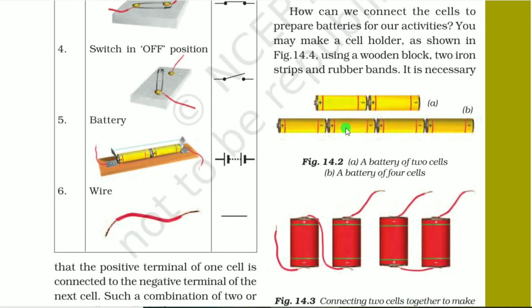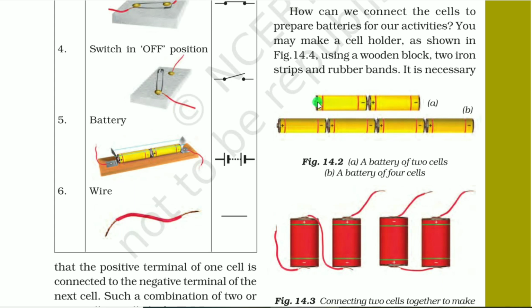So now you have to connect more cells. If there is a requirement, you have to add more cells. So how do you connect more cells? There is a way, and this type of combination of cells, generally in this chapter, in these lower classes, will obviously be series connection. What is series connection? How do you connect the cells?